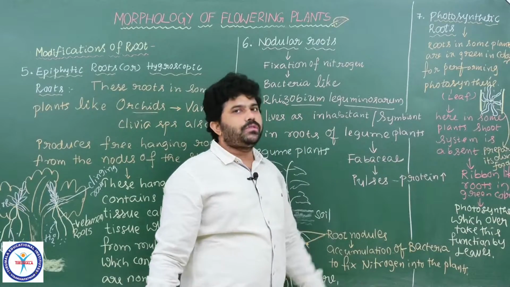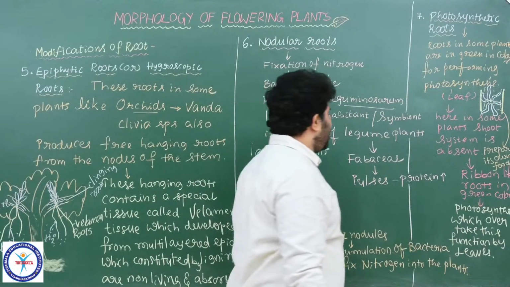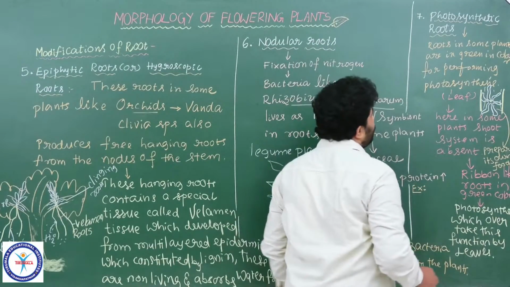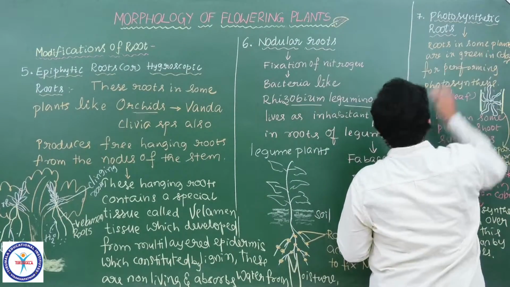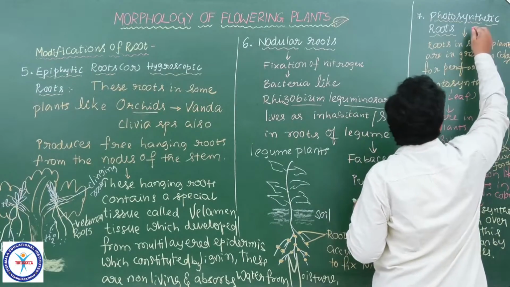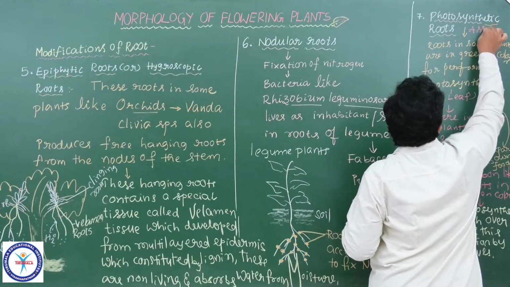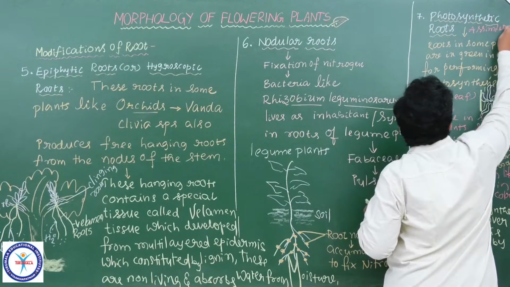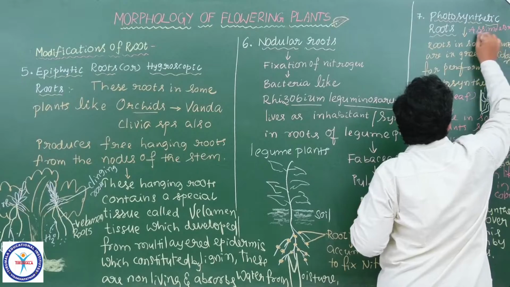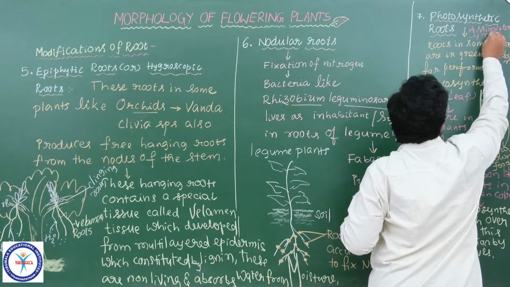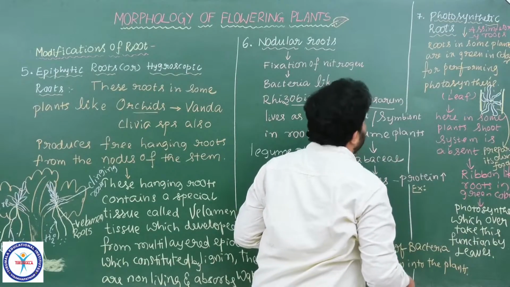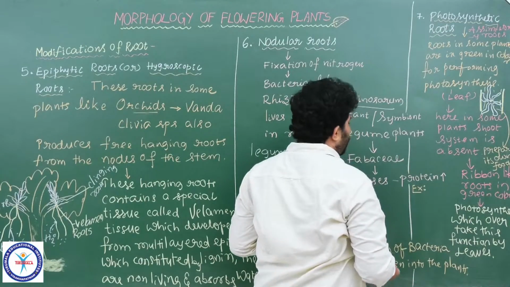So this type of roots we also observe in some plants. You better write the examples of photosynthetic roots. One more important point you better write: these photosynthetic roots are also known as assimilatory roots. Students, please note down assimilatory roots. They assimilate or prepare food through the process of photosynthesis.